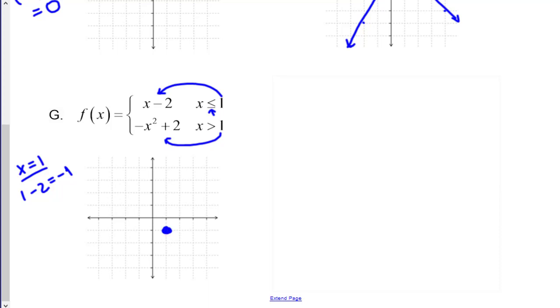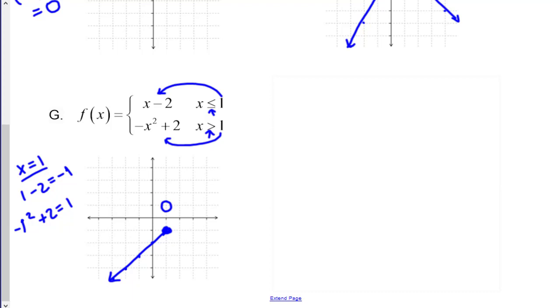There we are. And at the other, negative 1 squared plus 2 would be positive 1. So that's going to be an open circle on that interval. So I'm going to have an open circle there. Now, my linear function, x minus 2, the slope is 1, so I can just use that slope to come up with the rest of these points, just like I was doing in the past.